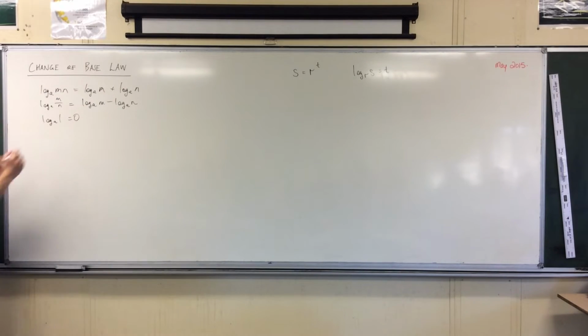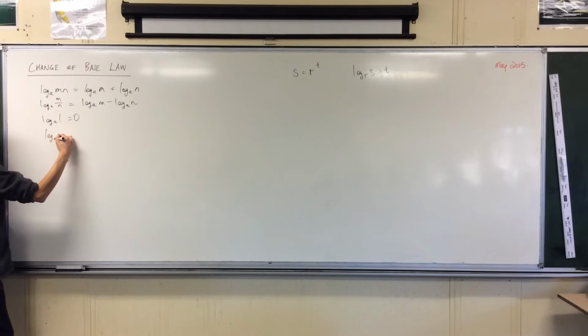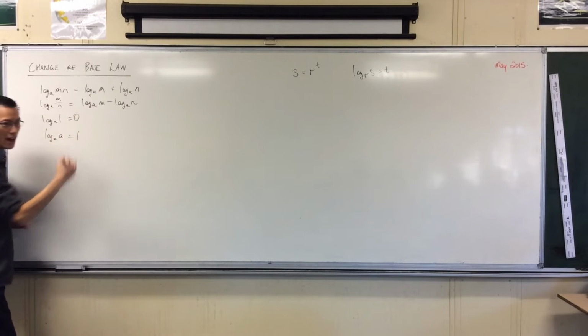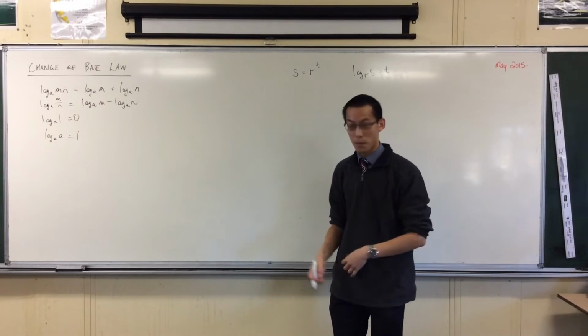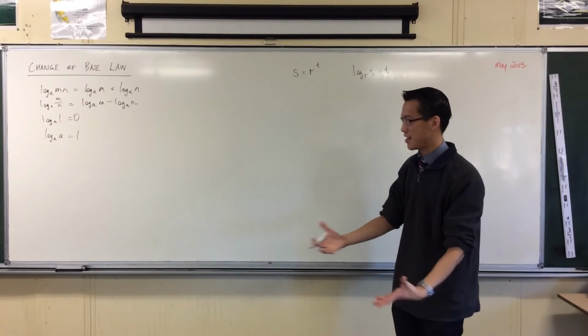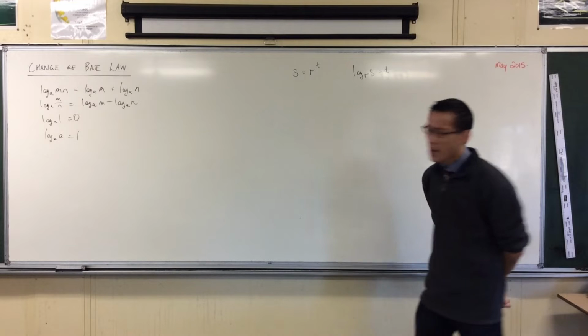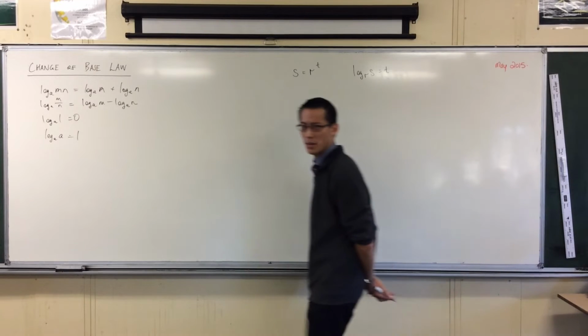Log base A of A equals 1. How long does it take to get to be A times bigger than what I am if I'm growing at a rate of A? And the answer is 1 time period. Okay. Another one. We're starting to get to the tricky ones now.